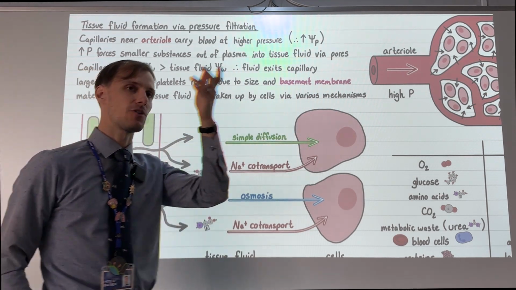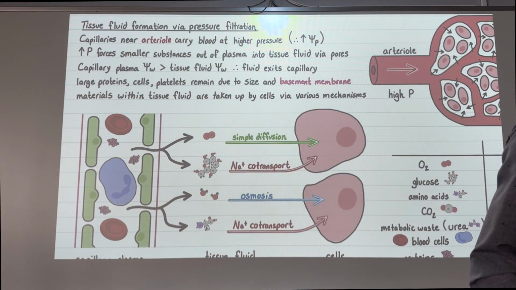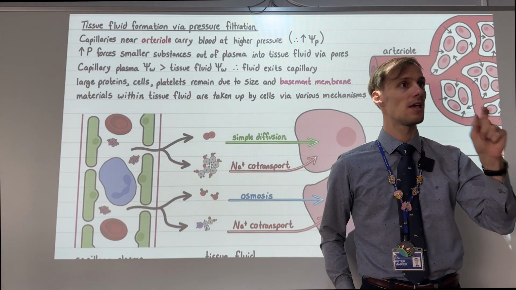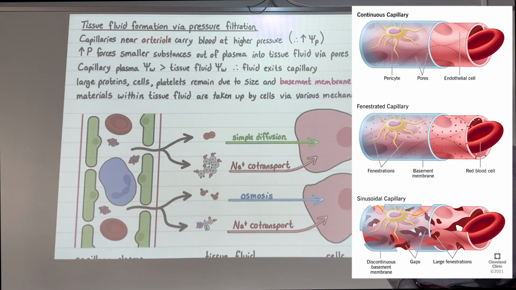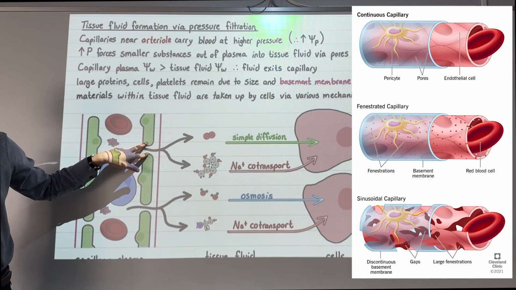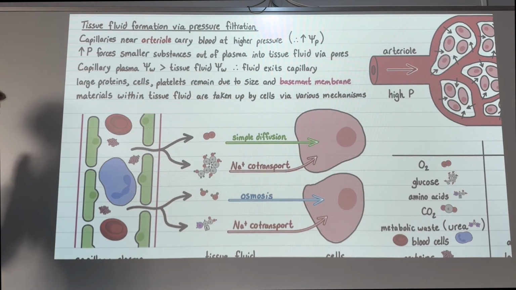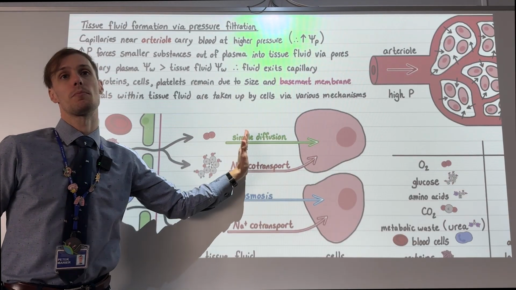So what kind of materials can actually be forced out? Well, as we discussed in this topic in SL, capillaries have a number of adaptations. They have pores or fenestrations, which means there are actual gaps between these cells. So this allows small materials to be pressure filtered out, forming that tissue fluid.